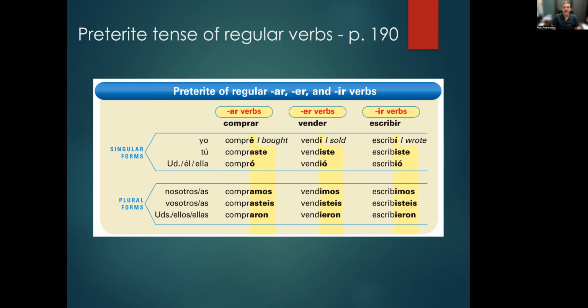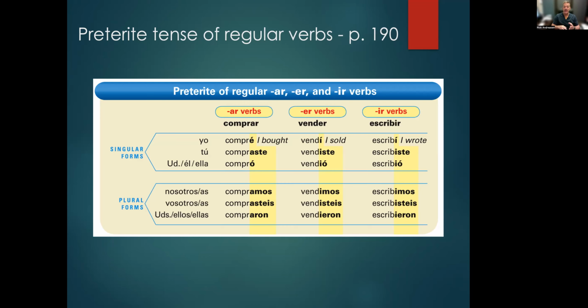Ustedes, ellos, ellas compraron. You'll notice a couple things right away, and that is that the nosotros form is the same. The preterite tense is the same for the AR verbs as it is in the present tense. So how do we know if we're saying I buy or I bought? We look at context of the sentence, and we'll come to that in a couple of slides. So let's look at the ER verbs.